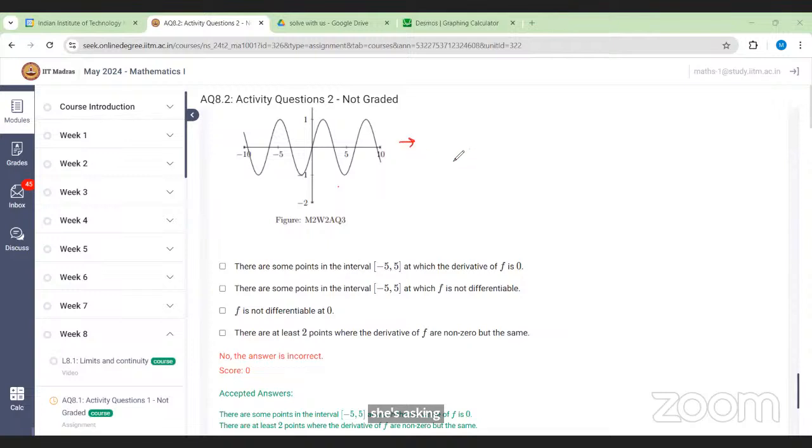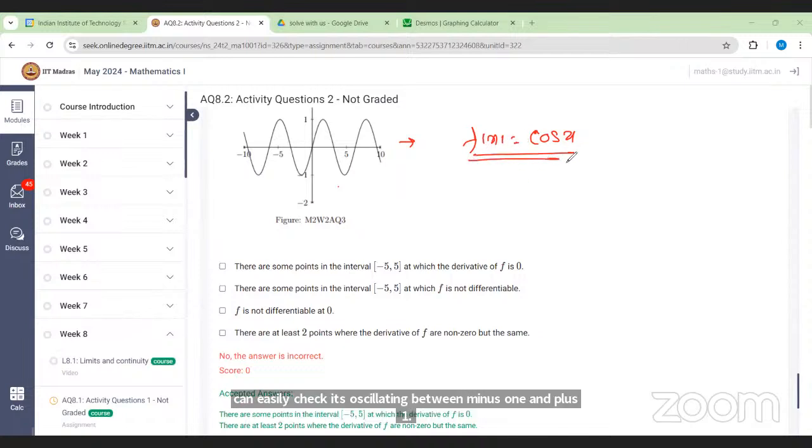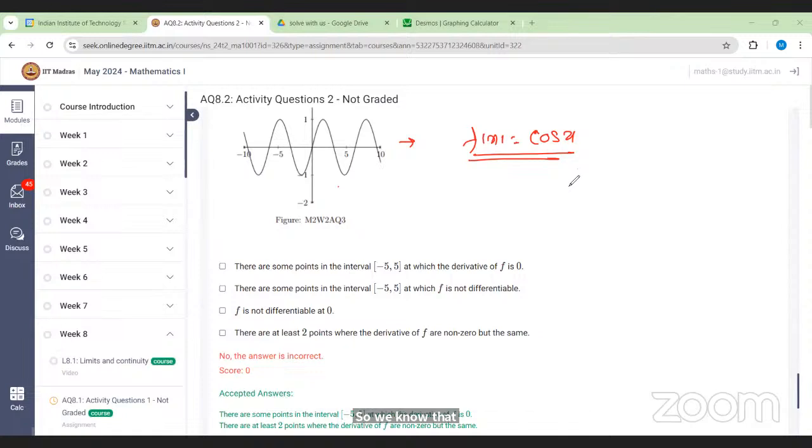So if you take the derivative, it will become f'(x) equal to cos x. Correct? This is a graph of the sine function. We can easily check it's oscillating between -1 and +1. Whatever the range of oscillation is.